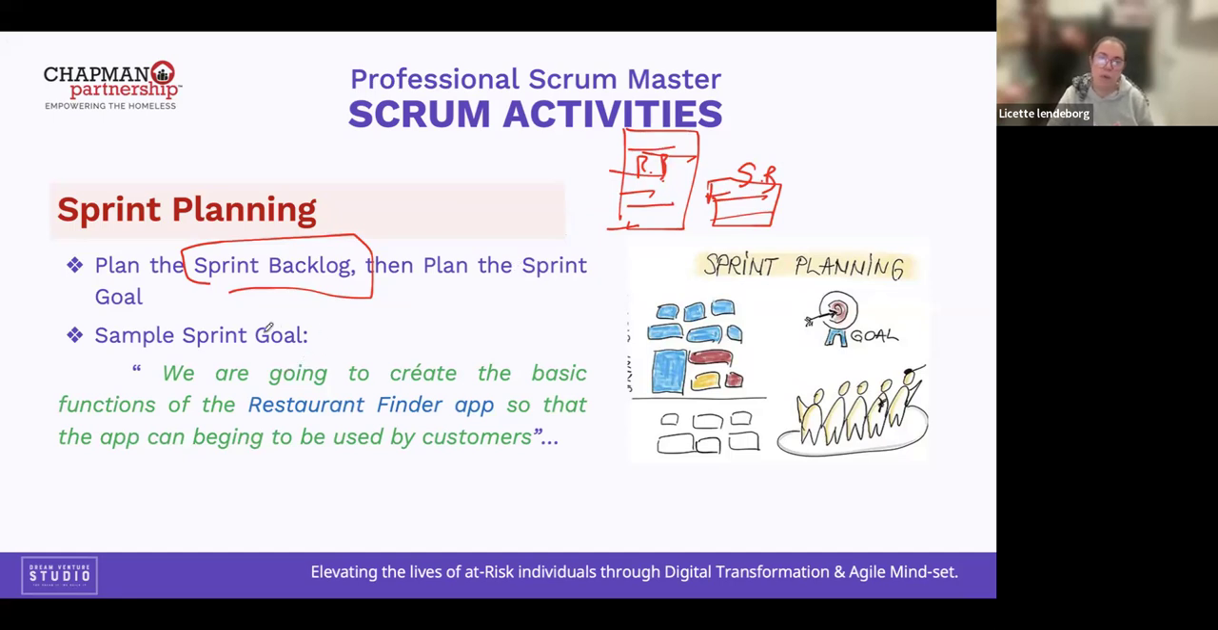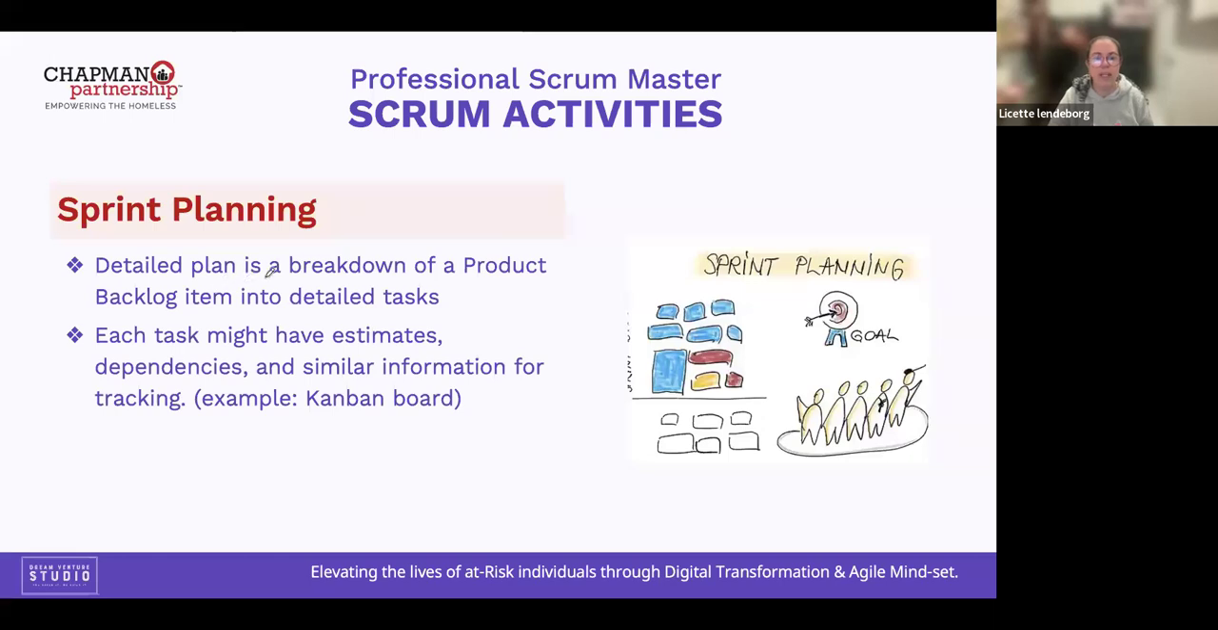This is an example of a sprint goal. We are going to create the basic functions of the restaurant finder application so that the application can begin to be used by customers. This is just an example of the sprint goal.